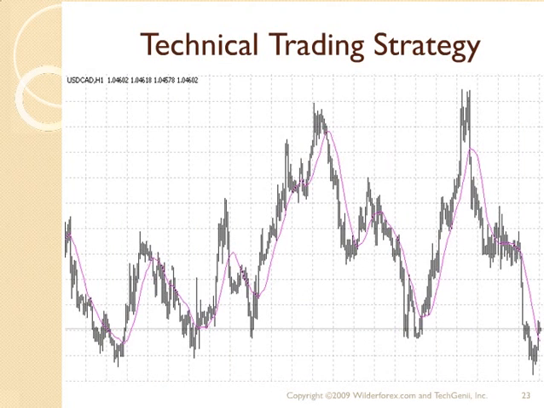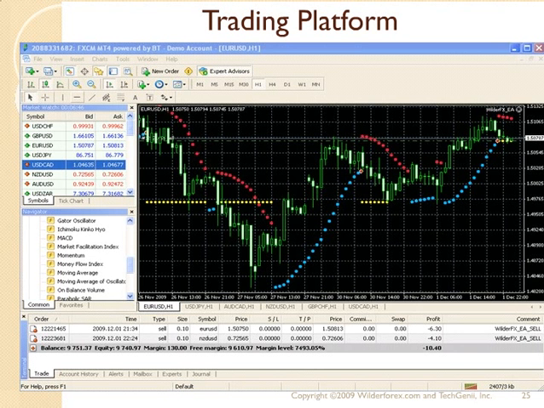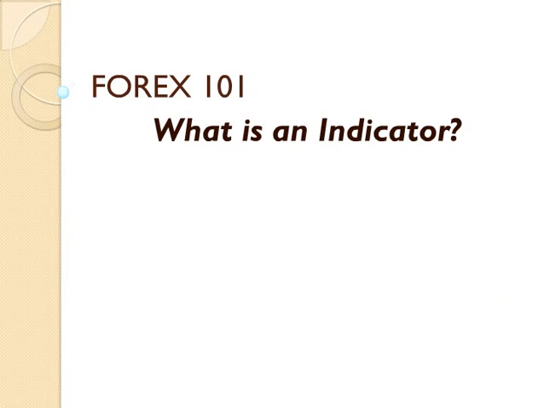A technical trading strategy focuses on statistical and probabilistic indexes to help predict the future trend of a currency pair. An example of this is the moving average, which is shown on this chart. What is a trading platform? A trading platform is the software typically provided by your broker used to make trades through their system and for managing your account.